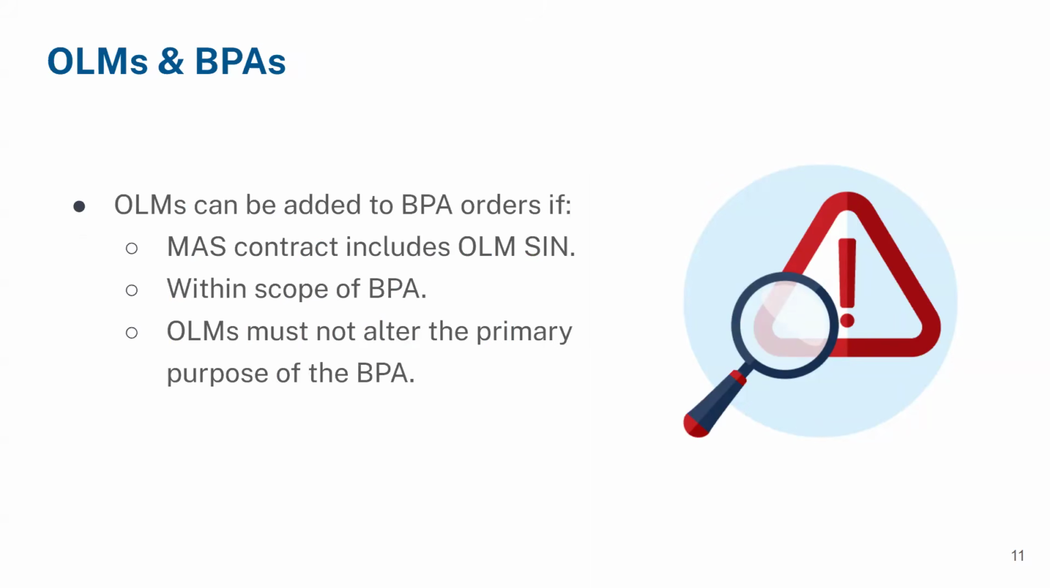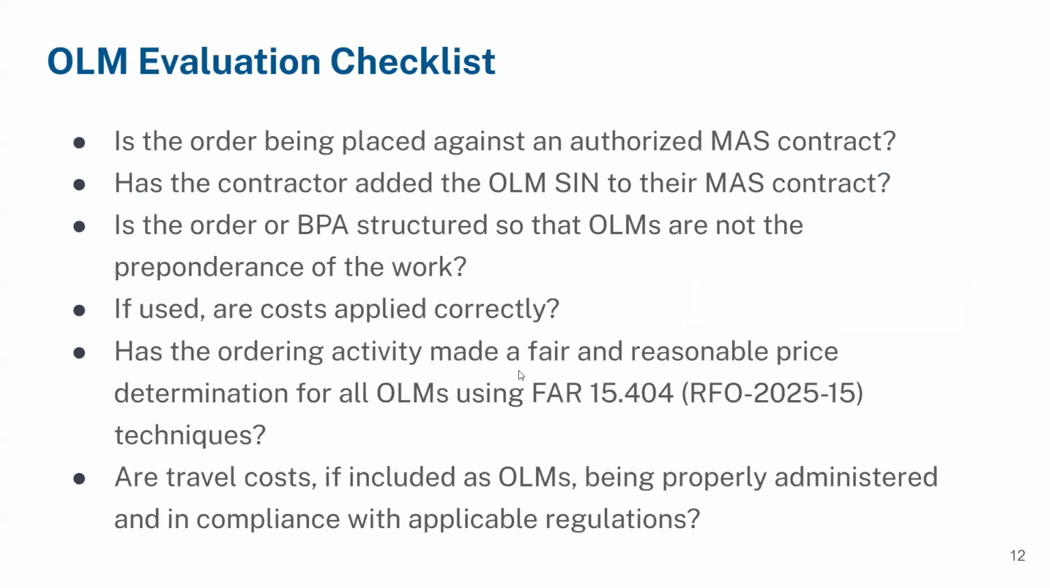OLMs can be added to the BPA if the MAS contract includes the OLM SIN. Again, the items are within the general scope of the BPA. The items must not alter the primary purpose of the BPA. So similar to MAS orders themselves, that 33% limitation is no longer there.